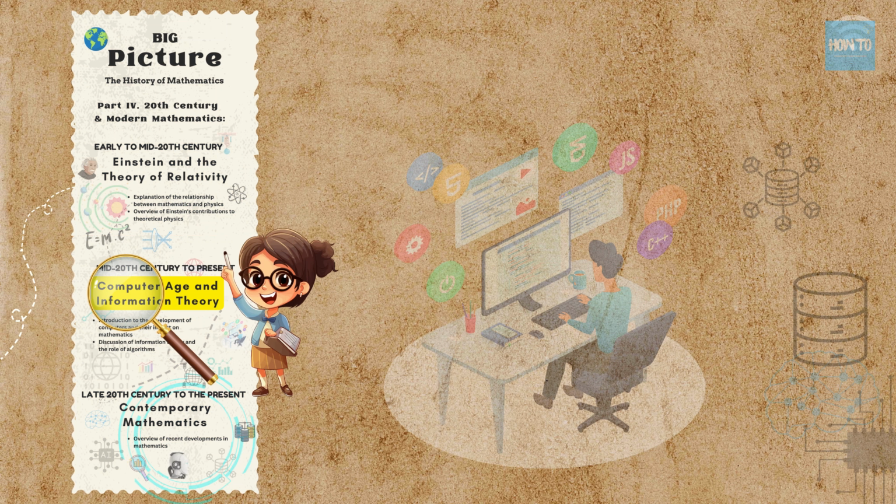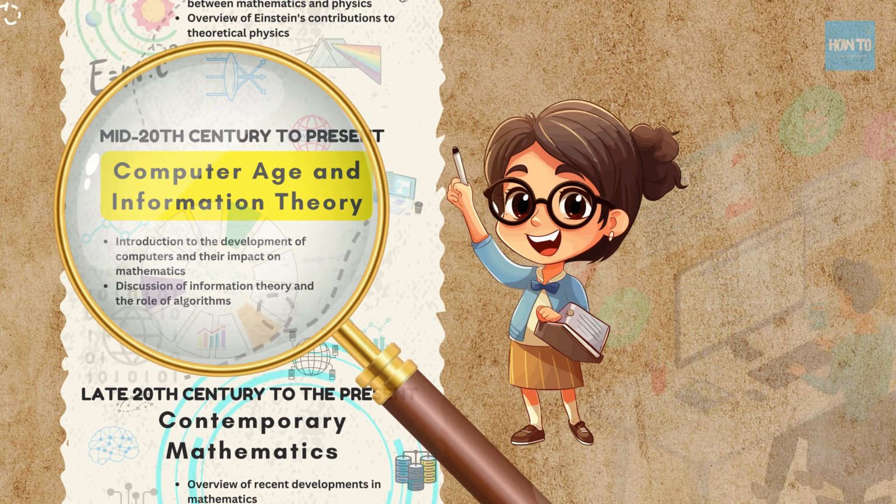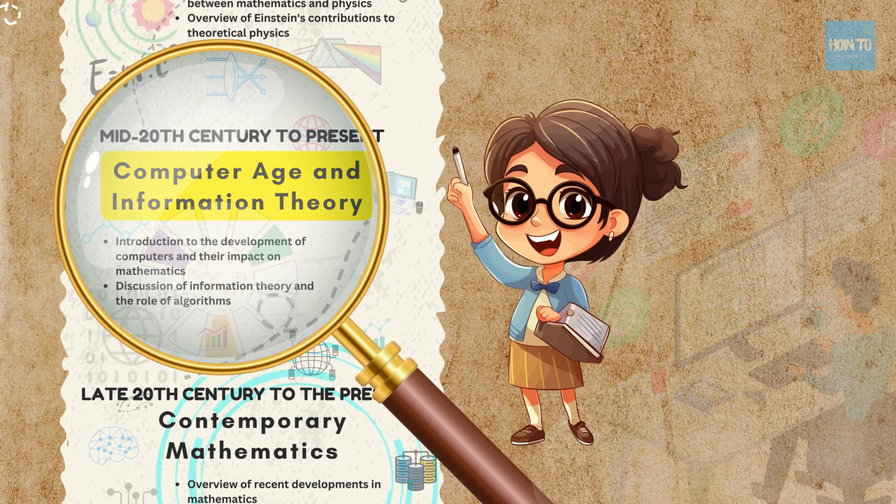Segment 2. Computer Age and Information Theory. The computer age dawns and mathematics finds new applications. Discover the role of computers and the fascinating world of information theory. Algorithms, anyone? The two main topics include 1. Introduction to the development of computers and their impact on mathematics. 2. Discussion of information theory and the role of algorithms.